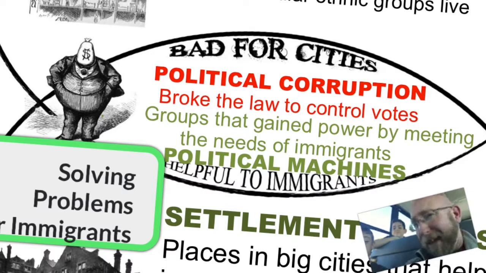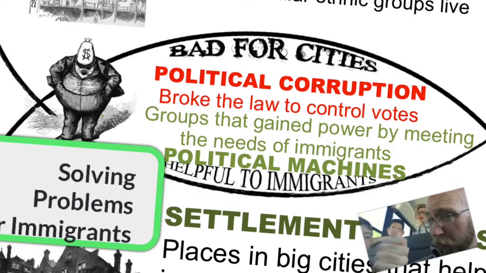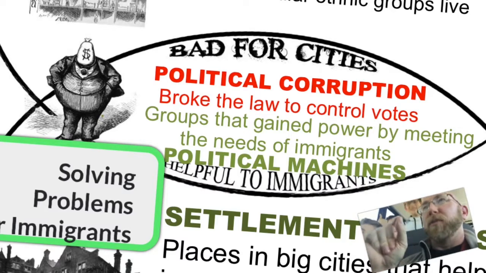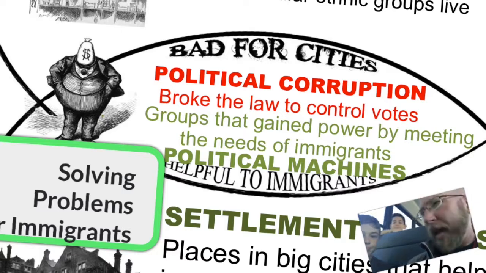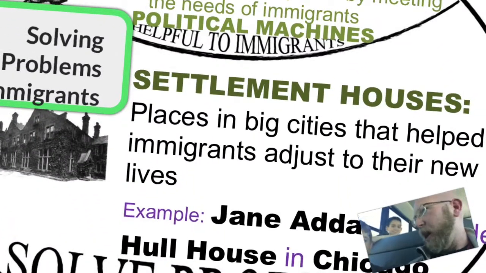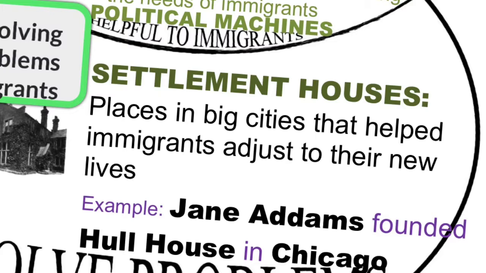So corruption's a problem for cities, but is it good for an immigrant? Yeah, because you're like, I just need a job, buddy. So corruption, bad for cities, good for immigrants. Now, the other thing that helps immigrants is what we call a settlement house. You know what a settlement house is? No. A settlement house is a place that helps an immigrant to settle. So it could be a YMCA. It's fun to stay at the YMCA, right?